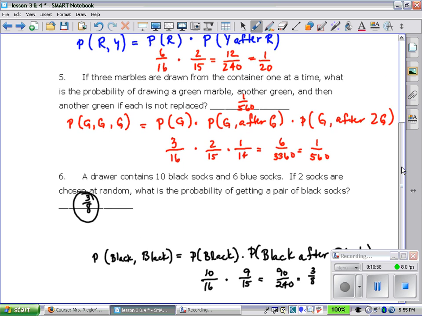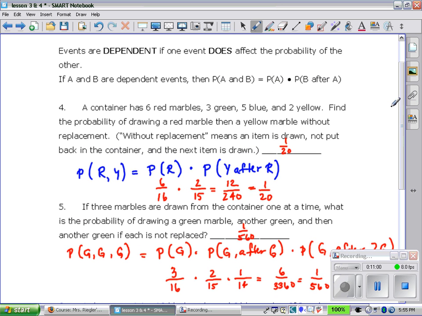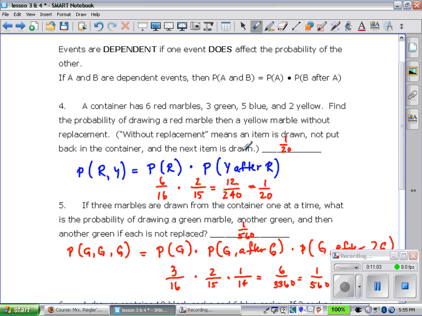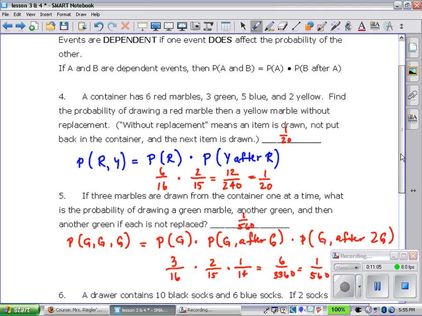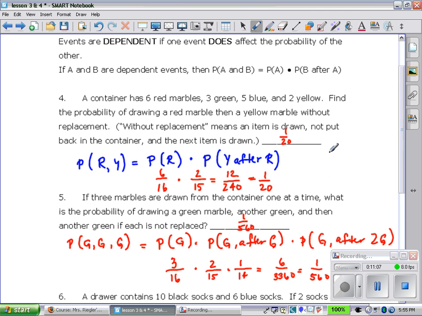All right, and there it is. Now, after this, you should go to worksheet 97C, and that is your assignment based on independent and dependent events.